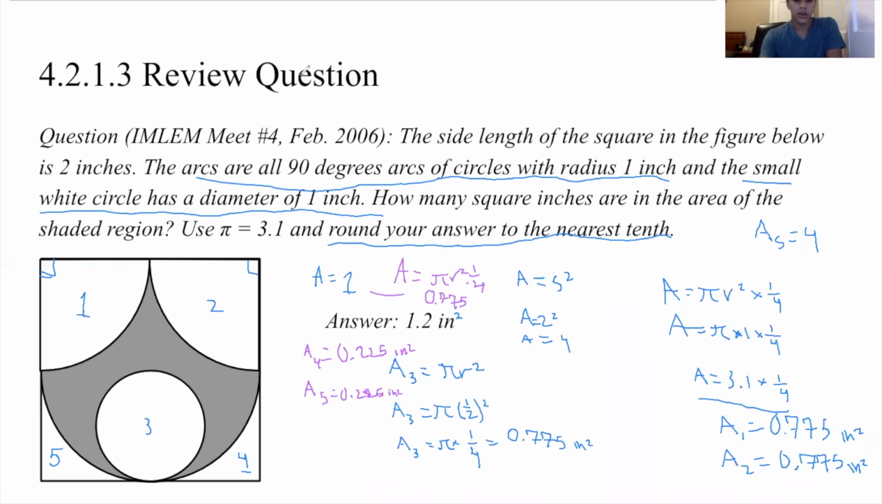square is 4. So if we subtract these 5 areas from 4, so 4 minus 0.225 minus 0.225, because we have 2 of those, and then minus 0.775, 0.775, and 0.775, which I'm just going to write as 3 0.775s, or 3 times 0.775. When we subtract that and then we round that, our final answer is going to be 1.2 inches squared.